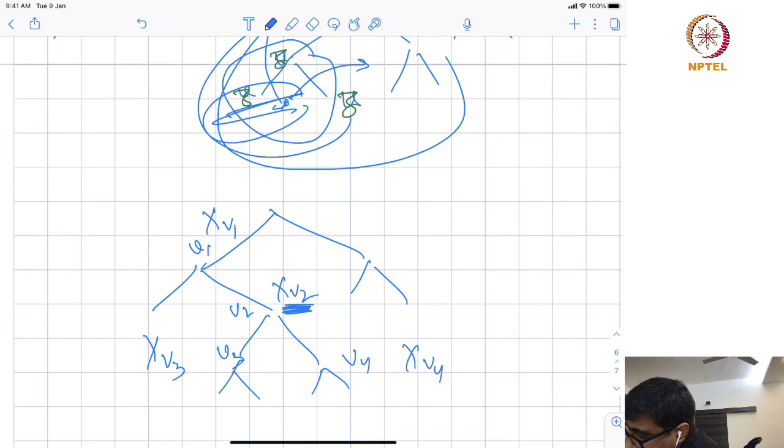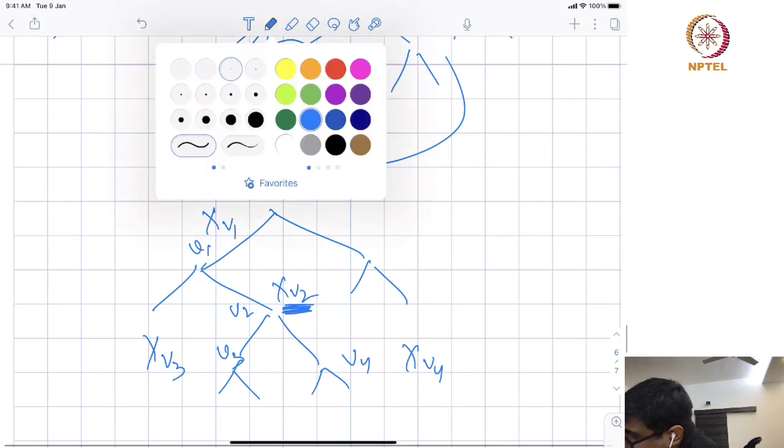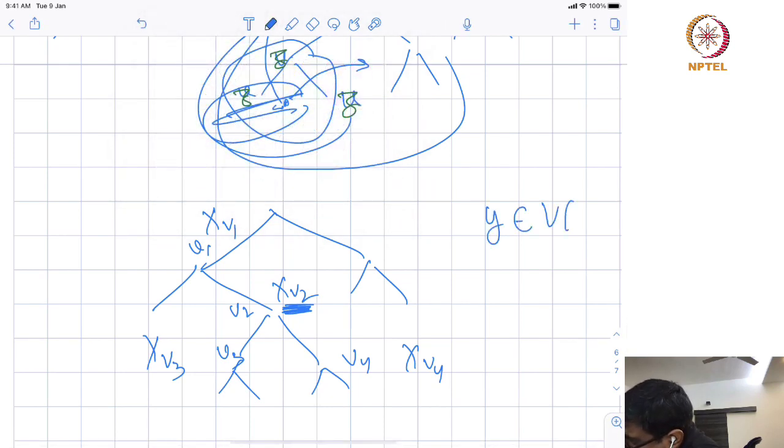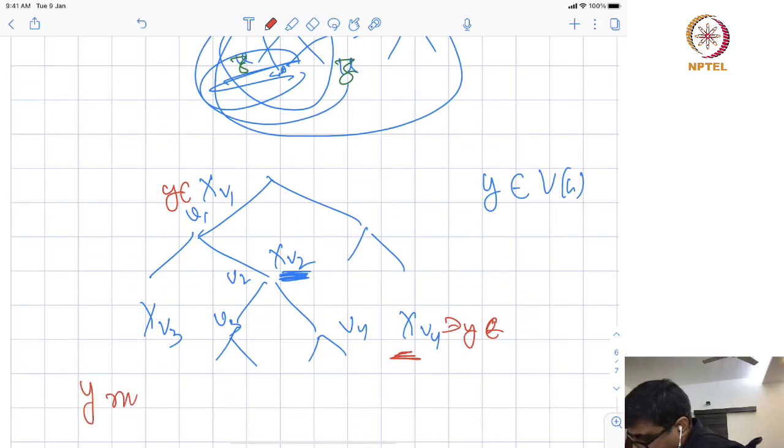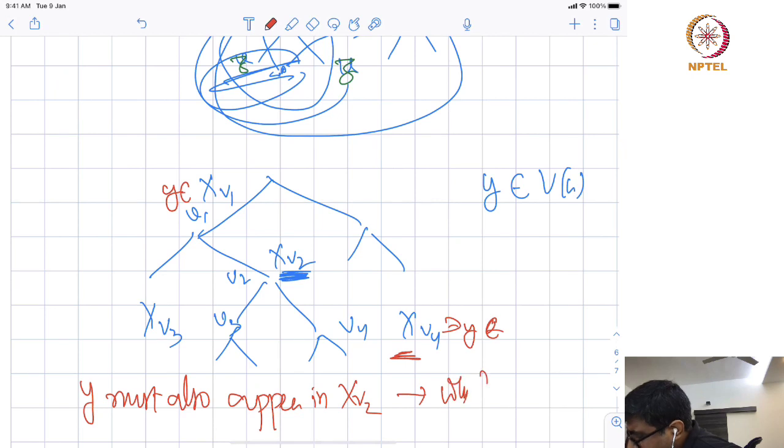and suppose some vertex Y of Vg appears here, okay, and now suppose Y appears here, then my claim to you is that Y must also appear in XV2. Why? As I told you.